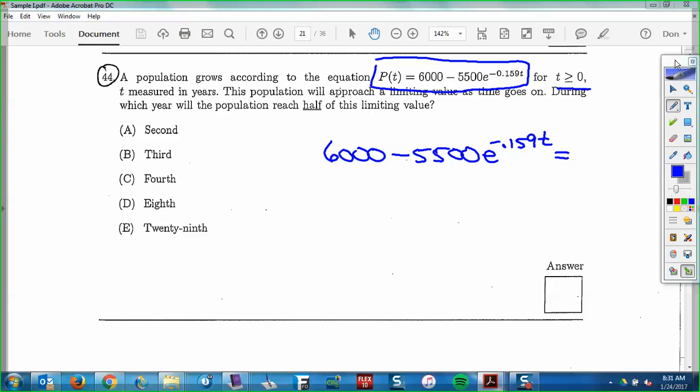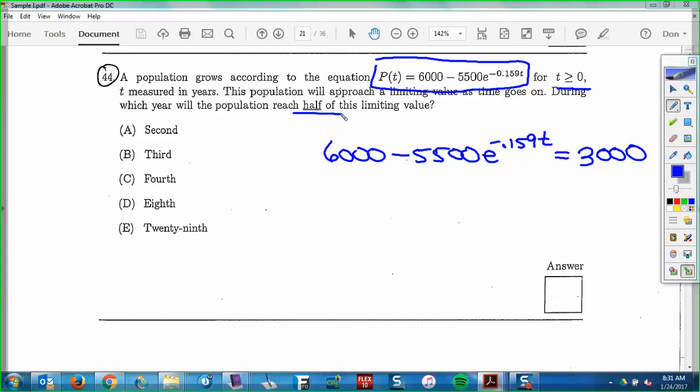Yeah. So it's 6,000. Now, you do have the calculator, but trust me, this could be on a no calculator part real easy. You've got to be able to look at e to a negative and know that that goes down, down, down, goes to 0. So as time goes on, the population is going to get closer and closer to 6,000. So half the limiting value is 3,000.